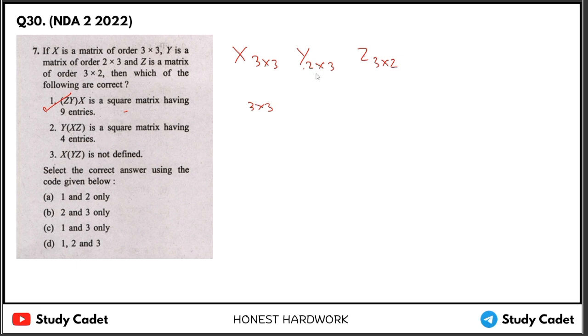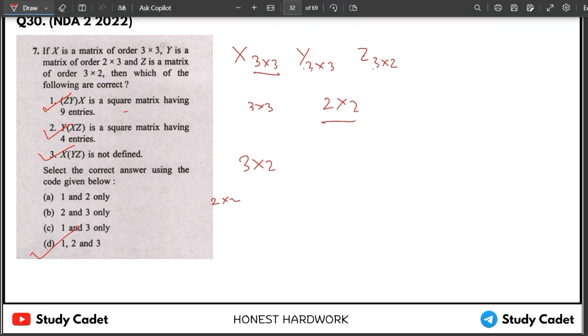YXZ, X into Z will be 3 cross 2, and Y is 2 cross 3, so it will be 2 cross 2, so it will have 4 entries. XYZ, Y is 2 cross 3, so YZ will be 2 cross 2, X is 3 cross 3, so it is not defined, right? 1 2 and 3 are right?